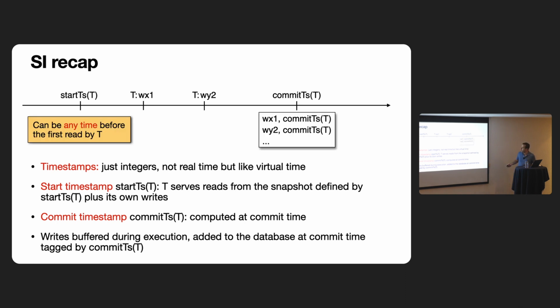I didn't emphasize this, but the start timestamp can be any time before the first read of T, right? I have to fix it before I read, because otherwise I don't know what I should be reading, but it can be anything. Again, this is useful when you use real time to implement snapshot isolation, especially in distributed versions. Because of clock skews, you don't have a guarantee that the start timestamp you assign will be higher than the timestamp of any other transaction completed in the system, because that transaction may have been done in a different node. So that's kind of useful, right?